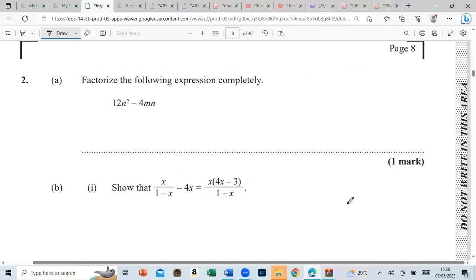All right, this one's a no. Factorize the following expression completely: 12n squared minus 4mn. I did this with my lower school today, and it's only worth one mark. So guys, go ahead and try it first.